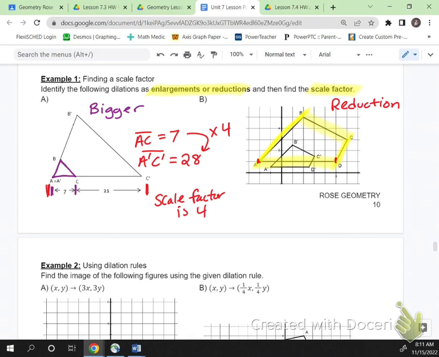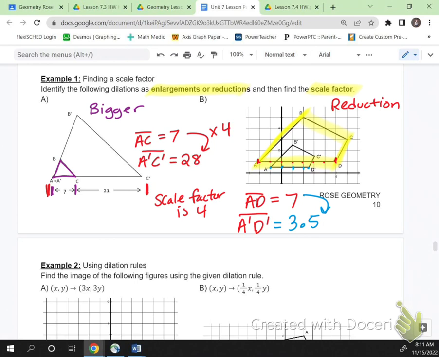Count how long AD is. 1, 2, 3, 4, 5, 6, 7. Segment AD is 7. I'm going to find the same line segment, A prime, D prime, in the smaller shape. And now I'm going to count how big that is. 1, 2, 3, and a half. It went from 7 to 3.5.